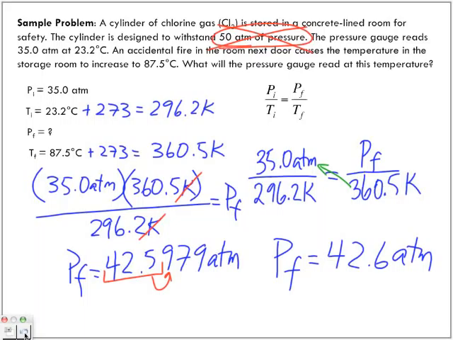So next class, I have the notes printed. We're actually going to combine all these laws together and form what we call the combined gas laws.